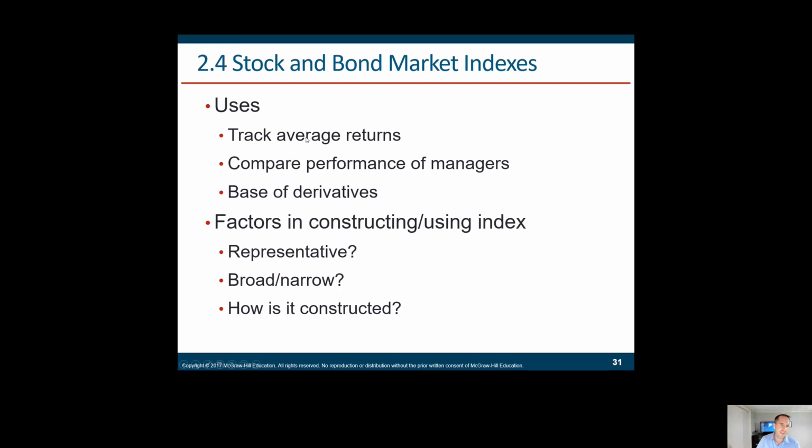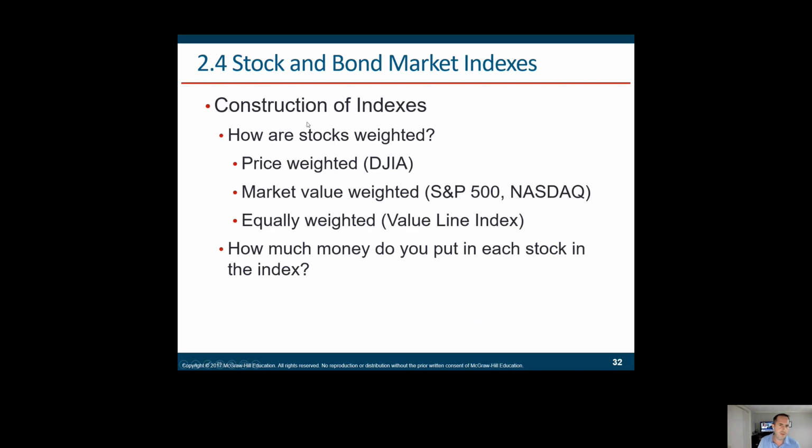Stock and bond market indexes. Indexes are what you hear about: the S&P 500, the Russell 3000, the NASDAQ, the Dow Jones. They're meant to track returns. They're meant to track an index over time. They're meant to be comparable performance measures for managers. And they're a base case for derivatives. Like, how is your investment going to do compared to the index? Is something that's very commonly asked. How do they make the index? Is it representative? Is it broad or narrow? And then how is it constructed?